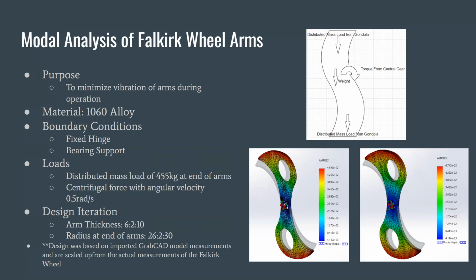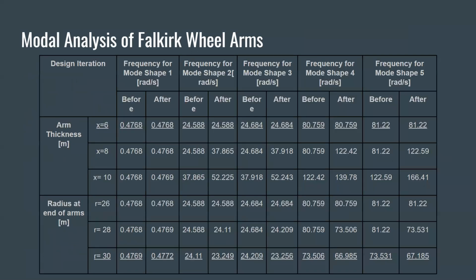Some examples of this are shown on the right. The photo on the left is 6 meters. The photo on the right is 10 meters. Next slide, please. Here are the results that I acquired. From this, we can conclude that an arm thickness of 6 meters would yield the lowest vibration, and the radius at the end of the arms of 30 meters would yield the lowest vibration as well.